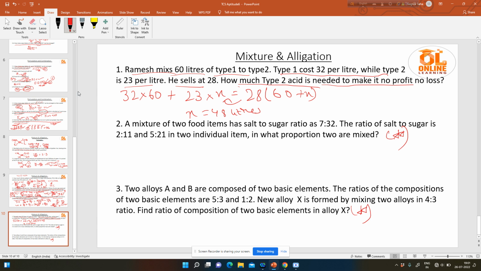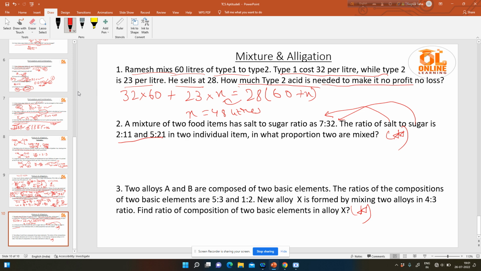So how can we solve it? If we find the salt ratio in this, we can easily find how much of these two is mixed. Or we can also do it if we find the sugar ratio in this, so we can easily find how much of these two is mixed. So we can take salt only or we can take sugar only. By both ways we will get the same solution. Suppose let us take salt.